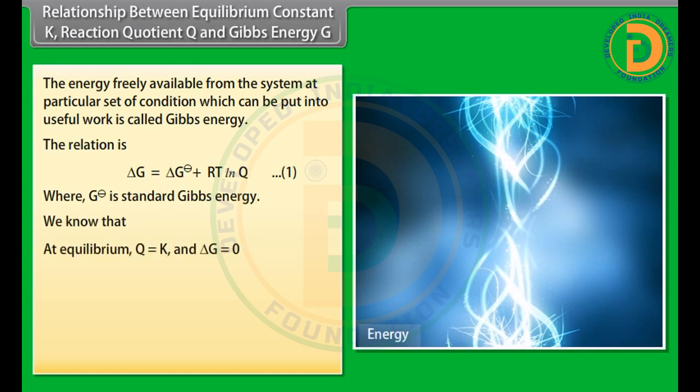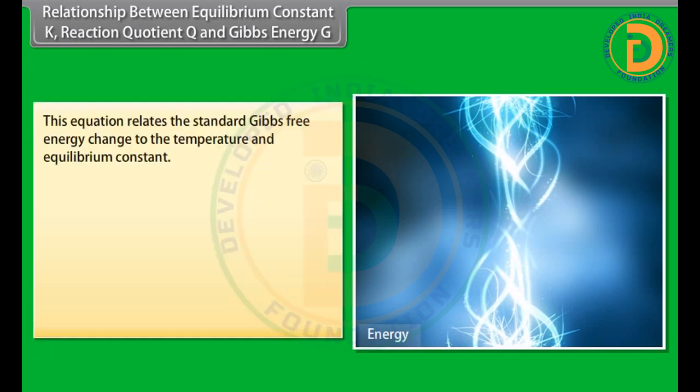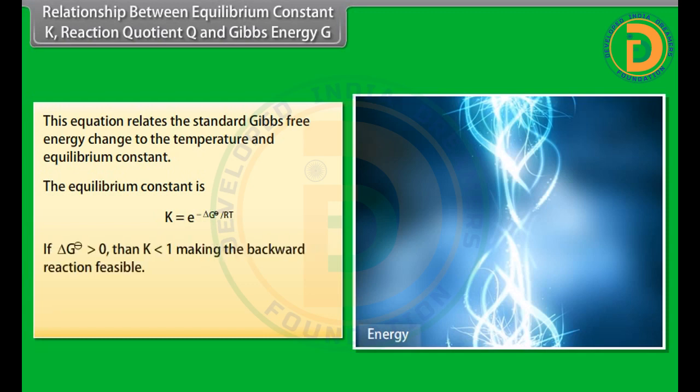We know that at equilibrium Q is equal to K and delta G is equal to 0 from equation 1. Rearranging gives. This equation relates the standard Gibbs free energy change to the temperature and equilibrium constant. The equilibrium constant is, if change in standard Gibbs free energy is greater than 0, then K is less than 1, making the backward reaction feasible. If change in standard Gibbs free energy is less than 0, then K is greater than 1, making the forward reaction feasible.